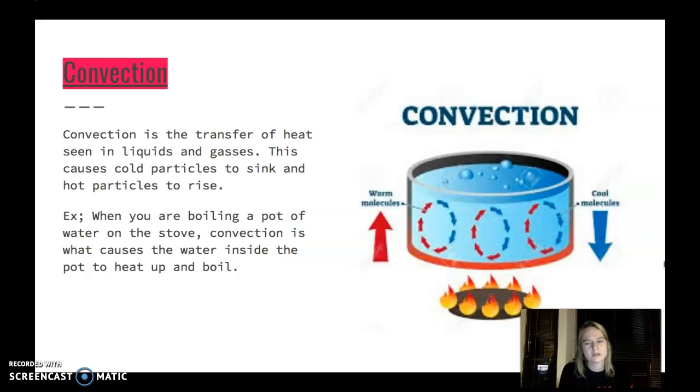Now I know that this can be a little confusing because you're like, well, isn't that similar to conduction? Like the water's getting hot from the fire. But when you think about it, the pot is actually getting hot from the fire, not the water. And the water is getting hot because of the molecules that are moving within it. Does that make sense? Yes, no, maybe so.